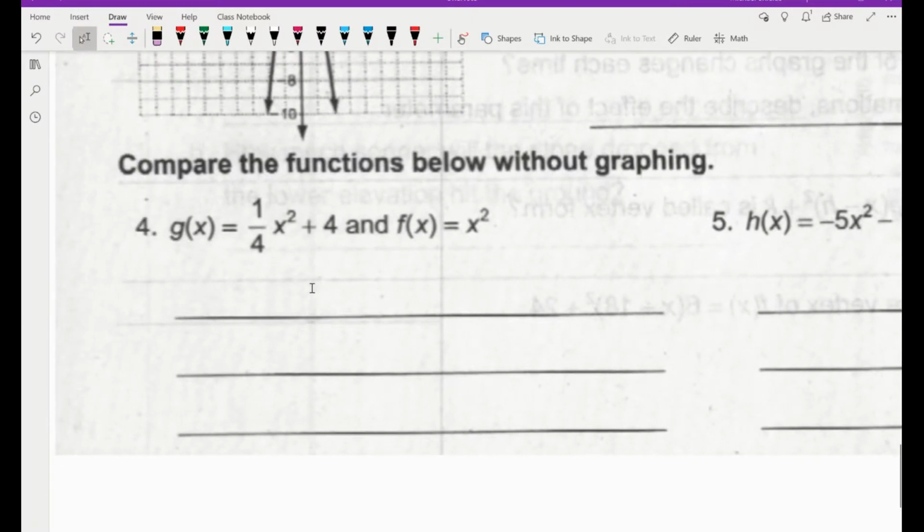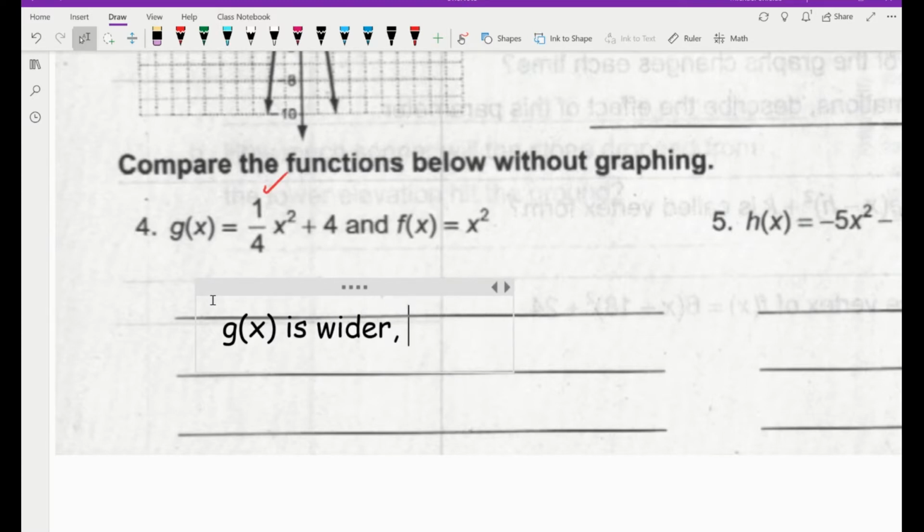Number 4, compare the graphs without graphing. How's g of x different from f of x? Well, first I noticed there's a 1/4 in front. 1/4. Is a graph wider or narrower? Well, g of x will be wider. Excuse me. G of x is wider.